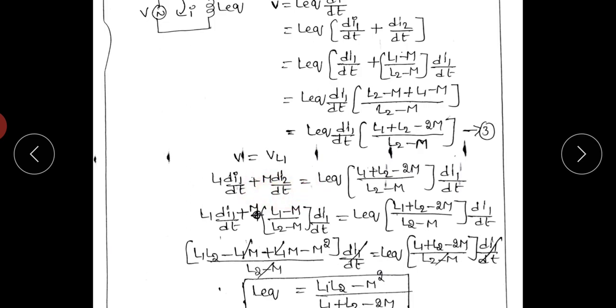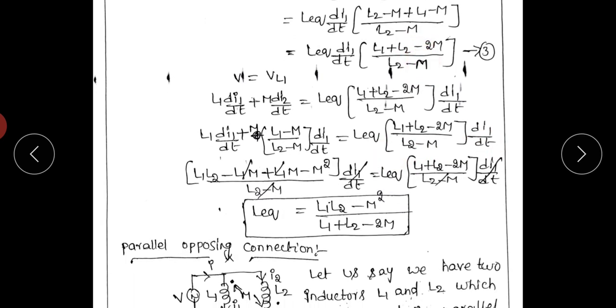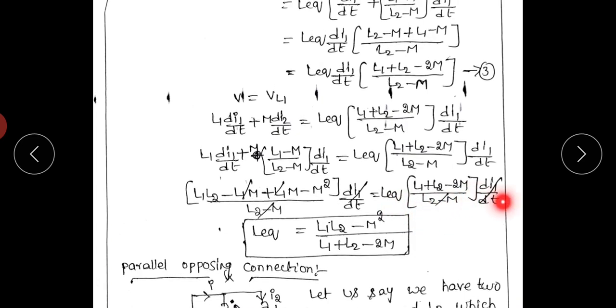The above equation becomes L1 into di1 by dt plus M into L1 minus M by L2 minus M into di1 by dt, which equals L equivalent into L1 plus L2 minus 2M by L2 minus M into di1 by dt. Now by taking di1 by dt common, we can write: L1 into L2 minus L1 into M plus L1 into M minus M square by L2 minus M into di1 by dt equals L equivalent into L1 plus L2 minus 2M by L2 minus M into di1 by dt.